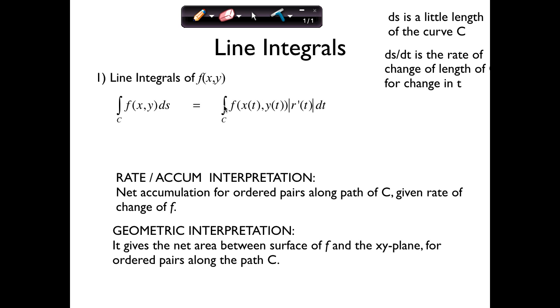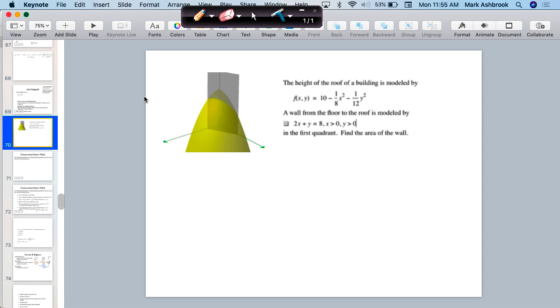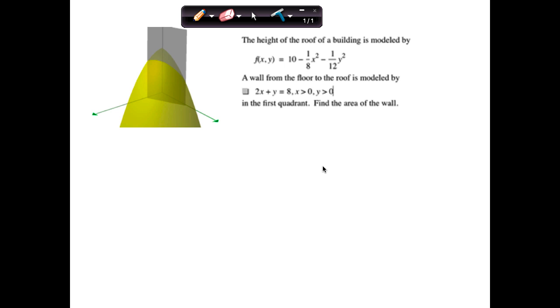So let's look at an example of that. Let's do another example. That text isn't great. Can you read that in the back? Barely. It says the height of the roof of a building is modeled by f(x,y) equals 10 minus 1/8 x squared minus 1/12 y squared. So this is some architecturally interesting building, like maybe a convention center, or some public art. And the wall is the gray, and that wall from the floor to the roof is along 2x plus y equals 8. So the gold is like this roof thing, and then there's a vertical wall at 2x plus y equals 8 in the first quadrant, and we want to find the area of that wall up to the roof. Can you see what that's asking there?